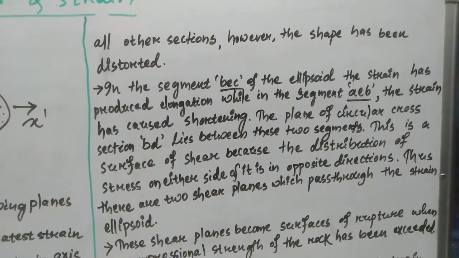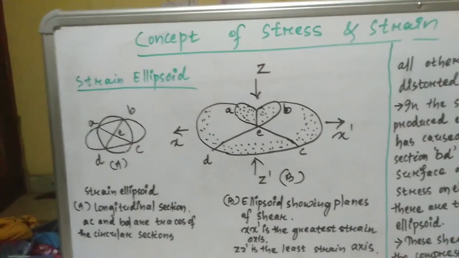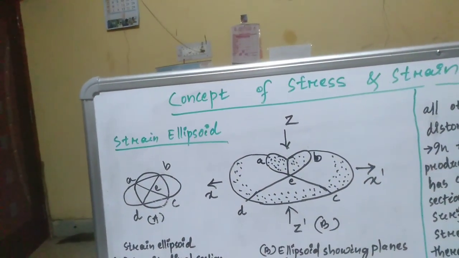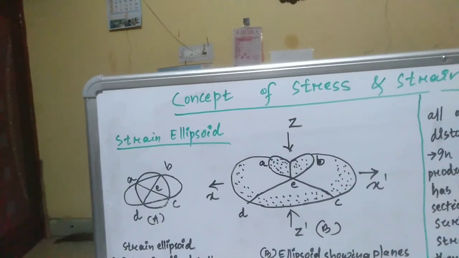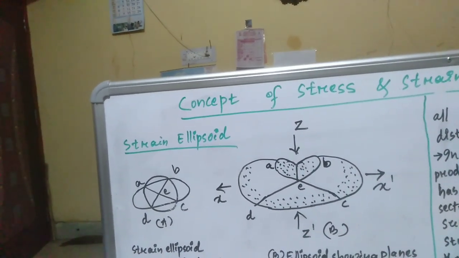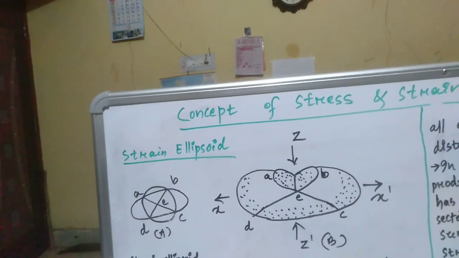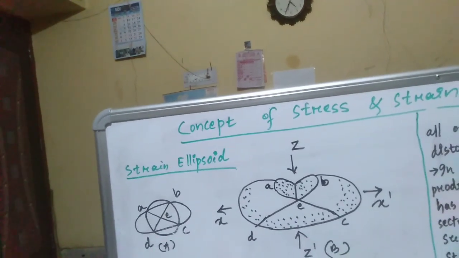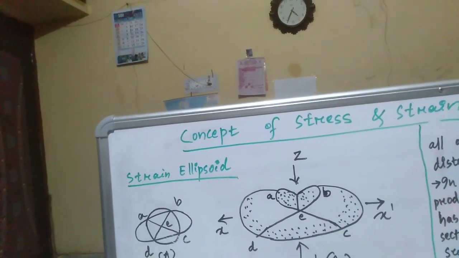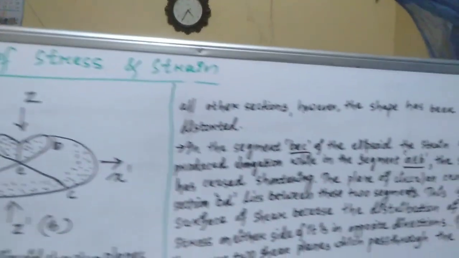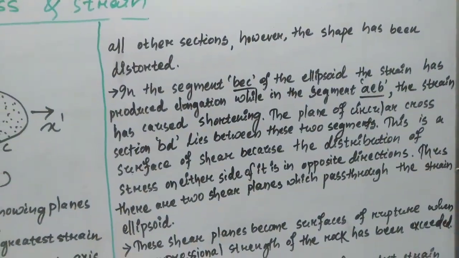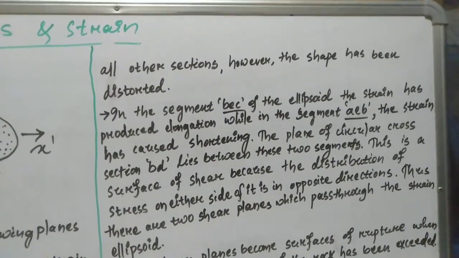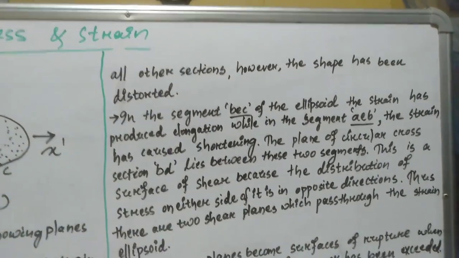In the segment BEC of the ellipsoid, the strain has produced elongation while in the segment AEB, the strain has caused shortening. The plane of circular cross section BD lies between these two segments. This is a surface of shear because the distribution of stress on either side of it is in opposite directions. Thus, there are two shear planes which pass through the strain ellipsoid.